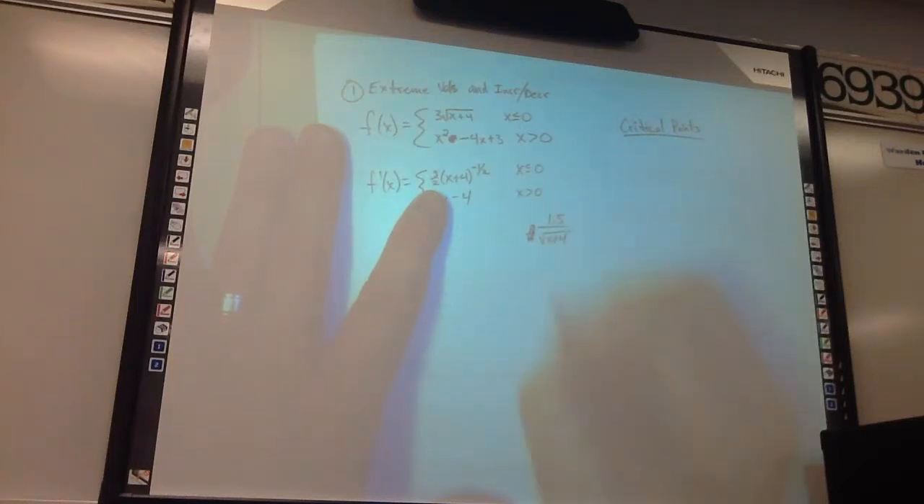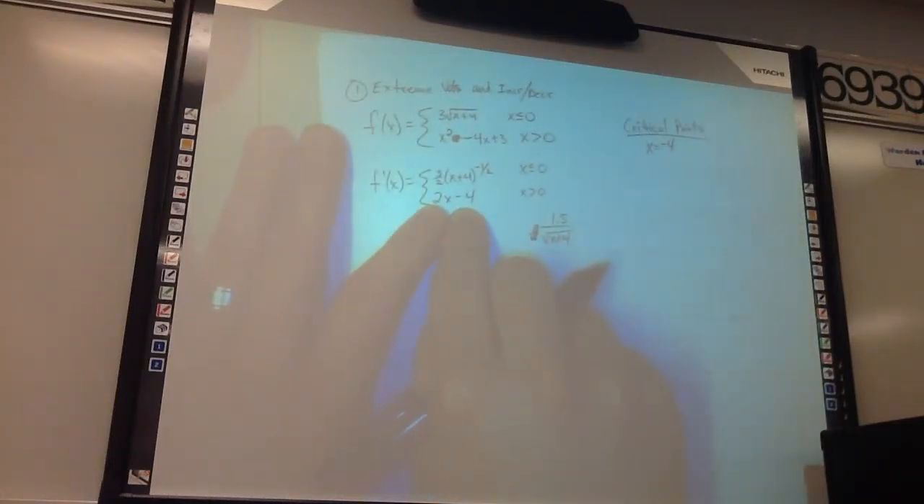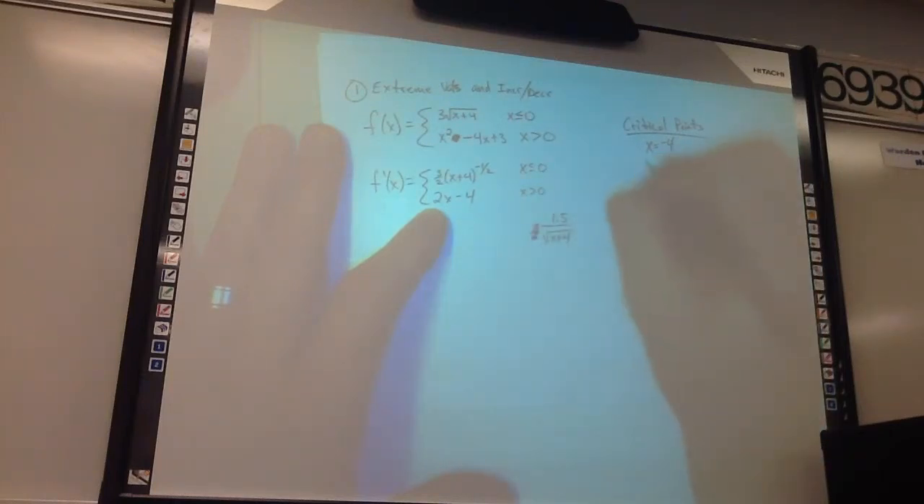Will it ever not exist? Yes, at negative 4. If x is negative 4, the derivative does not exist, so negative 4 is a critical point. Okay, go to the next one. Will that ever not exist? No. Will it ever equal 0? Yes. Set it equal to 0, add 4, divide by 2, and that's when x equals 2.